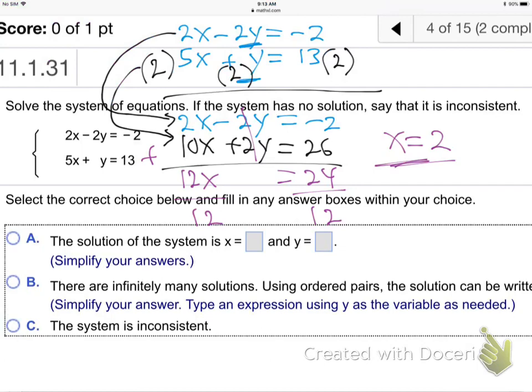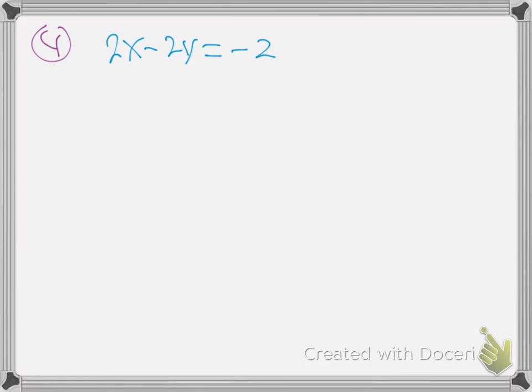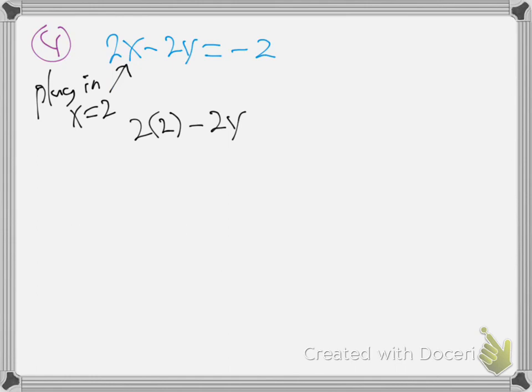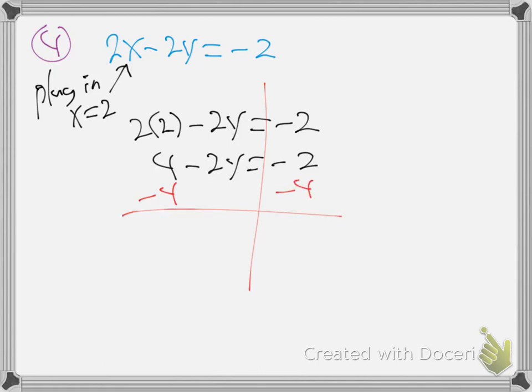So x is 2, going to plug in x is 2. The first chance, plug that in. So we get 2 times 2 minus 2y is minus 2. 4 minus 2y is minus 2. Got to solve for y. Subtract 4 from both sides. Those cancel. Minus 2y is minus 6. Divide by minus 2. Y is 3. So we got y is 3. X is 2.